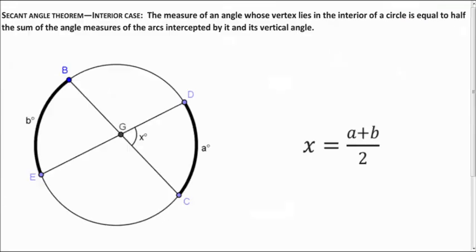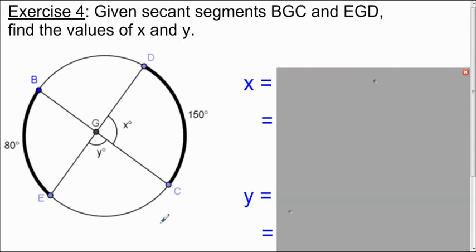So we have just proved the interior case for the secant angle theorem. So when you have secants that intersect inside the circle, if you're looking for the measure of the angle they form, or one of the angles they form, we know these are vertical, so they're the same, you just take the sum of the two intercepted arcs and divide it by 2. So take a moment to apply this property to this problem. Try to solve this on your own, and then I'll show you my solution.